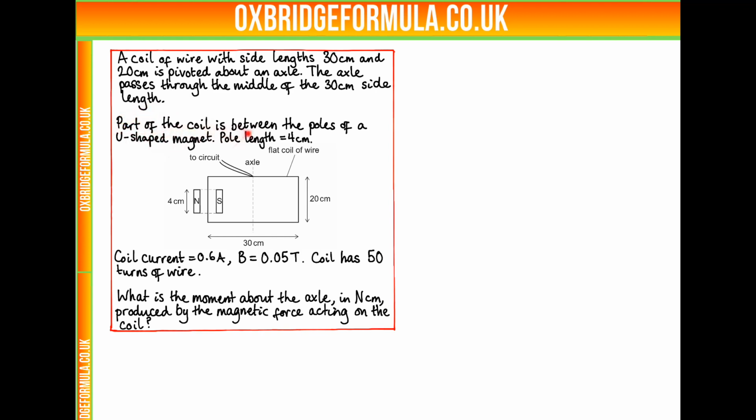Part of the coil is between the poles of a U-shaped magnet, with the pole length being 4 cm. So we have a diagram here. The coil current is 0.6 amps, the magnetic field is 0.05 Tesla, and the coil has 50 turns of wire in it. What is the moment about the axle in Newton centimeters produced by the magnetic force acting on the coil?